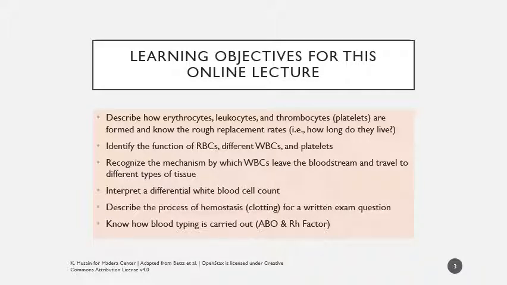In terms of the learning objectives for this part of the lecture, you should know about erythrocytes or red blood cells, leukocytes or white blood cells, and thrombocytes or platelets. These are different formed elements, so they're an important part of the connective tissue that is blood. We'll be thinking about how they're formed, the rough replacement rates, how long they usually live, and the overall structure and function of these erythrocytes, leukocytes, and platelets.